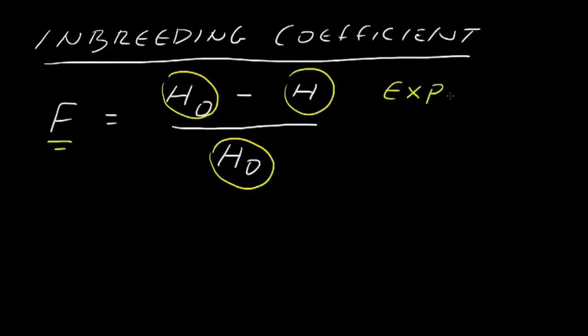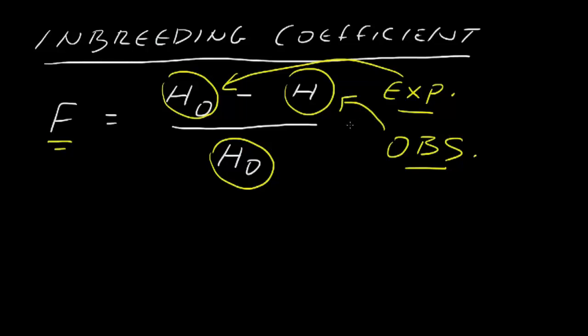expected amount of heterozygosity in our population. So that's what we expect, and that's something, of course, we derive from Hardy-Weinberg. That's the expected proportion of our population that we anticipate will be heterozygous. The H term is really what we observe in our population. So H here is the proportion of our population that are in fact heterozygotes. And we then divide the whole thing by H naught.